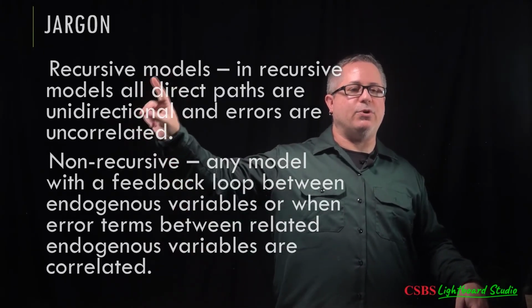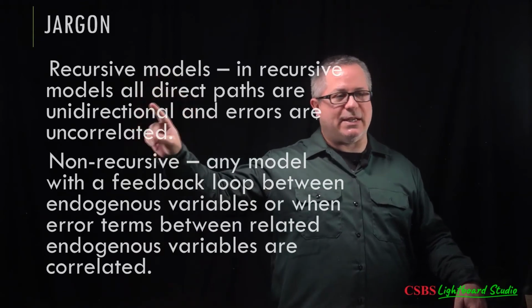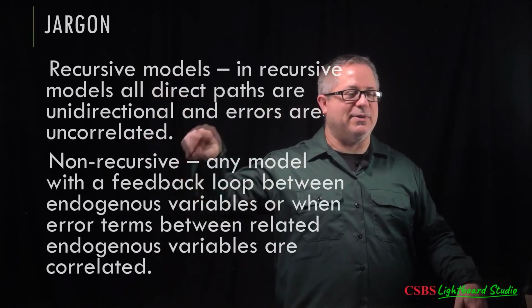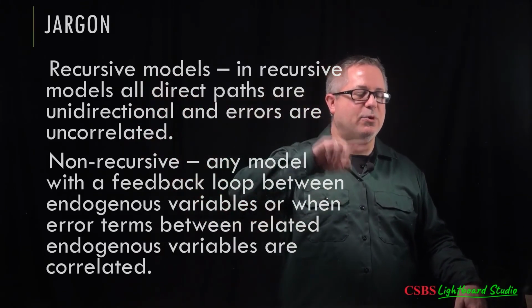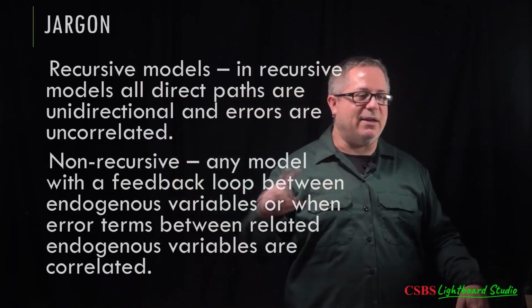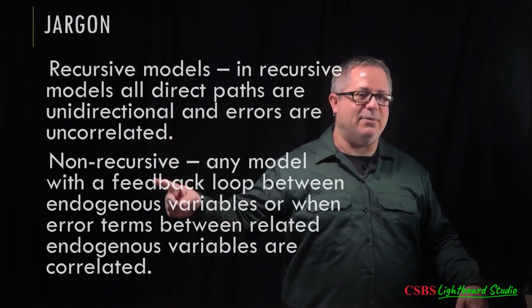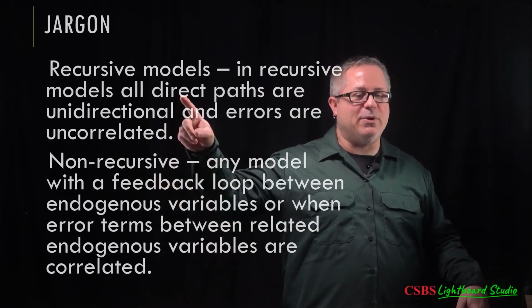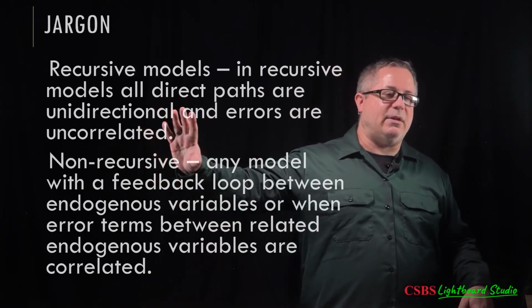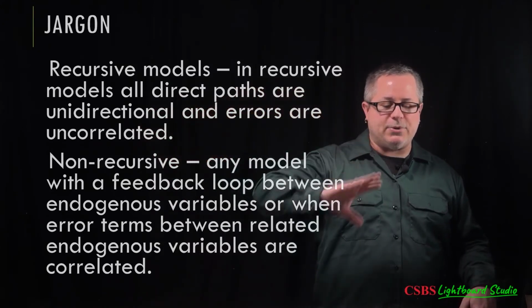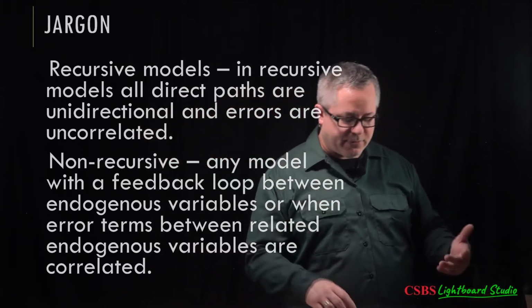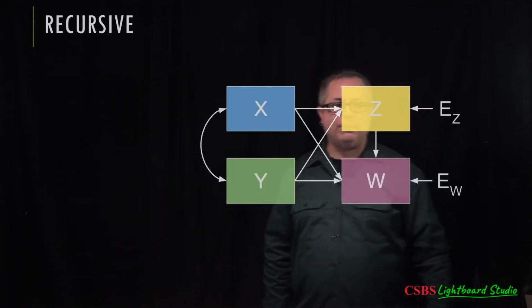The problem is recursive sounds like it has a loop in it, like it's recurring. It sounds like recursive is the bad one and non-recursive is the good one, but in fact it's the other way around. Recursive good, non-recursive bad. You want models to be recursive, this means that all the parameters in the model can actually be estimated. So let's look at some examples.